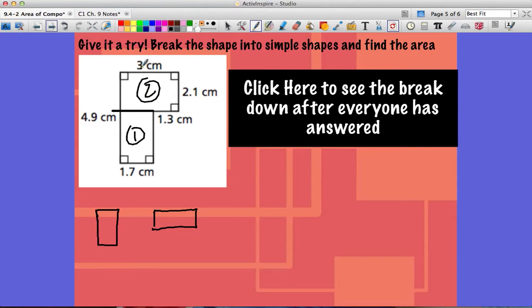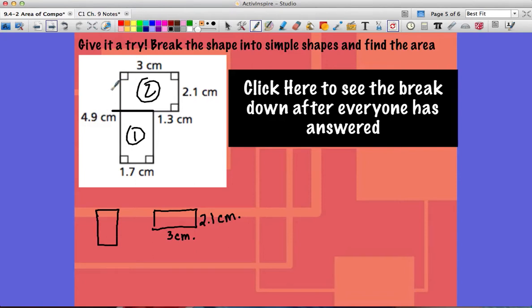Okay, rectangle 2 does have a base of 3 centimeters. It shows you here. This and this have to be congruent. So this is 3 centimeters. And the height of this rectangle is still 2 and 1/10 centimeters. So that isn't any different. However, this rectangle, rectangle 1, does change because the height is no longer 4 and 9/10 centimeters.